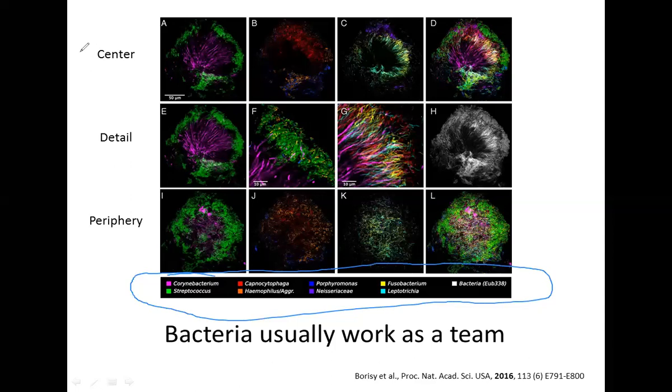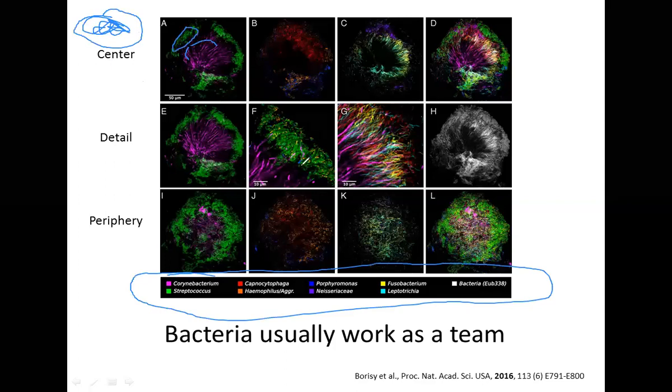So if we're starting at the center of this bacterial ball, you can think of this as being a ball with a bunch of stuff inside of the ball. If we start at the center, we can take individual slices and come out to the periphery. And you'll notice that Corynebacterium is located primarily in the center, and Streptococcus is located out in the periphery. Similarly, towards the center, we have Capnocytophaga, and again towards the periphery, we have Porphyromonas.